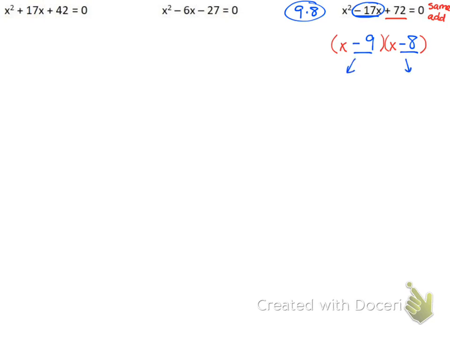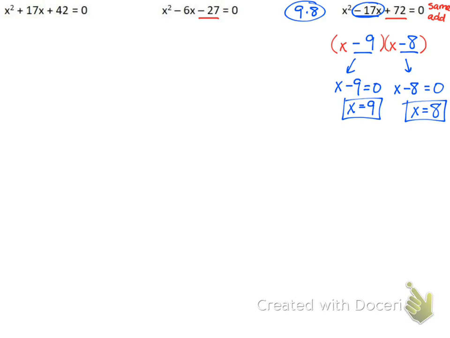And then solve both of them. X minus 9 is equal to 0. X minus 8 is equal to 0. So x is equal to 9 by adding it to the other side. And then x is equal to 8 by adding it to the other side. Now let's go ahead and do this middle one in that middle row.